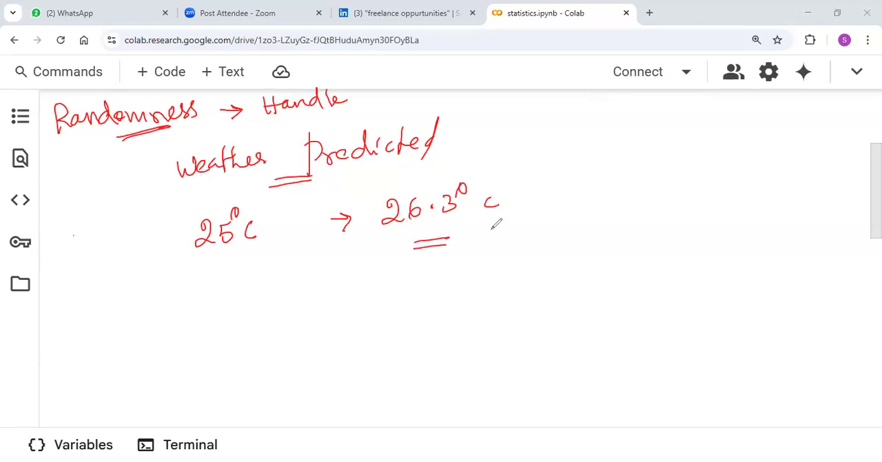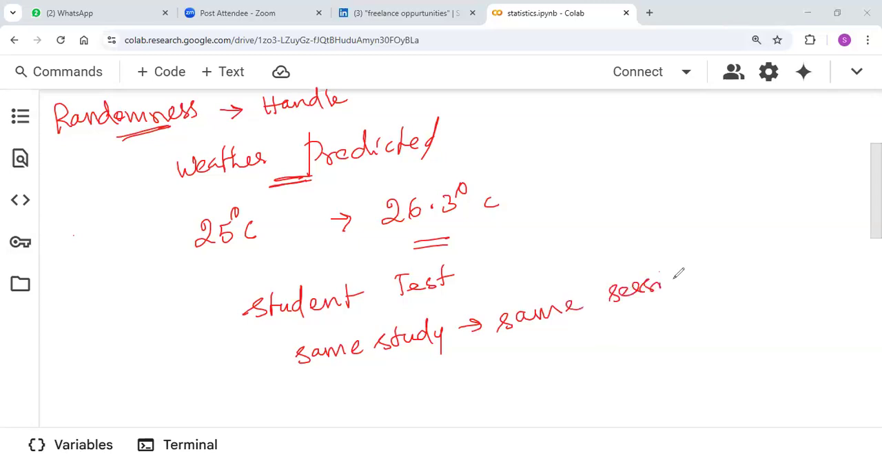Are you getting it? Another scenario, for example, student test scores. If you have a group of students following the same study hours, attending the same sessions, with the same preparation time, and the same class tests, ultimately at the end of the exam, the students might score different marks. Few may score above 70, above 80, above 90. Definitely these variations are going to be there.